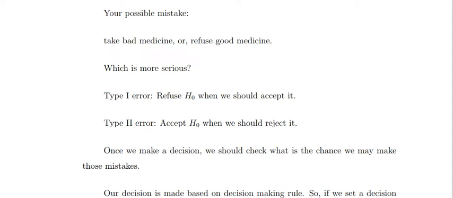Instead, we usually set H0 as other people's claim. So type 1 error is we refuse H0 when H0 is true. Type 2 error is we accept H0 when H0 is not true.